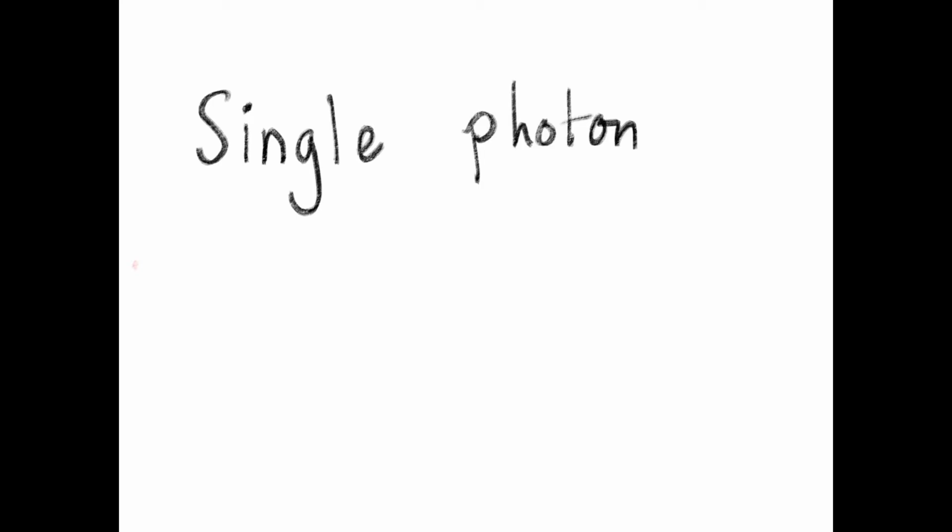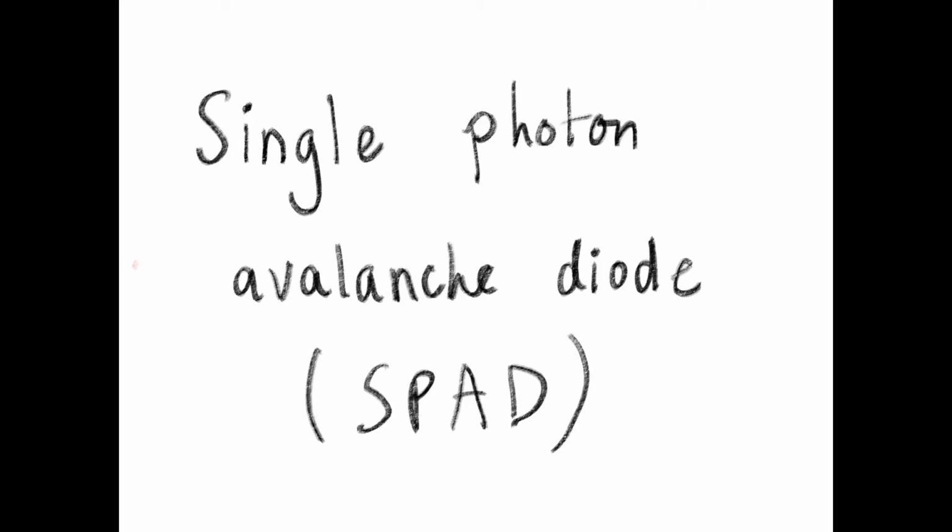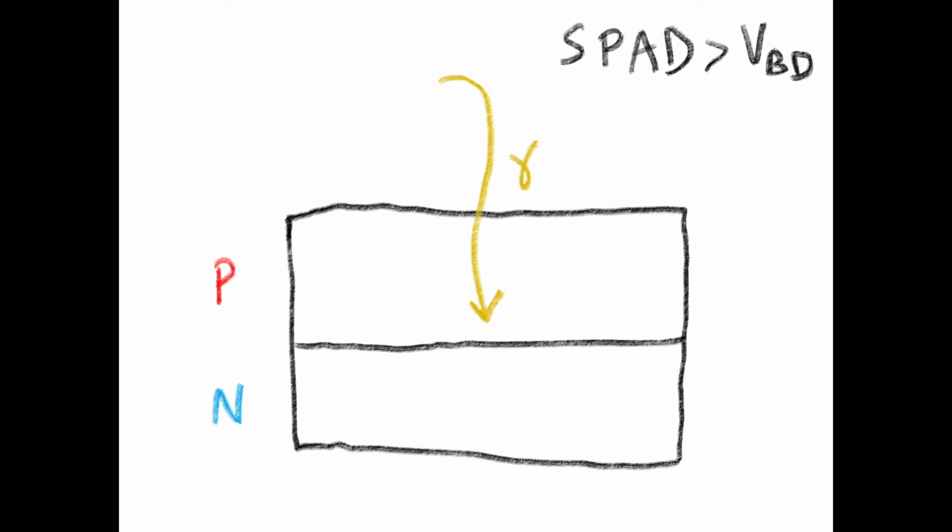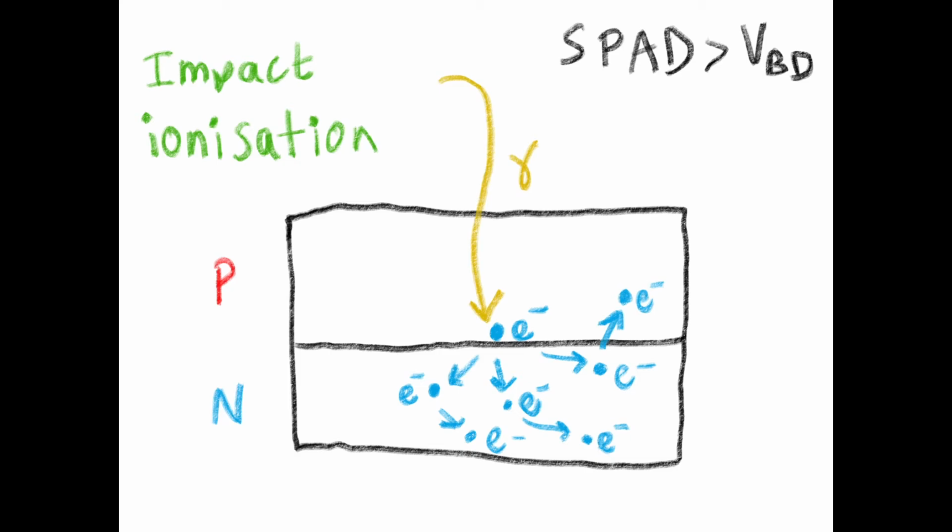The single photon avalanche diode, or SPAD, is one of these diodes and can be used to detect light. A SPAD is a p-n junction operating above its breakdown voltage. In a SPAD, a photon can be absorbed in the silicon and knock an electron or hole out of the crystal lattice. This electron gains energy due to the electric field at the p-n junction and can knock other electrons out in a process known as impact ionization.